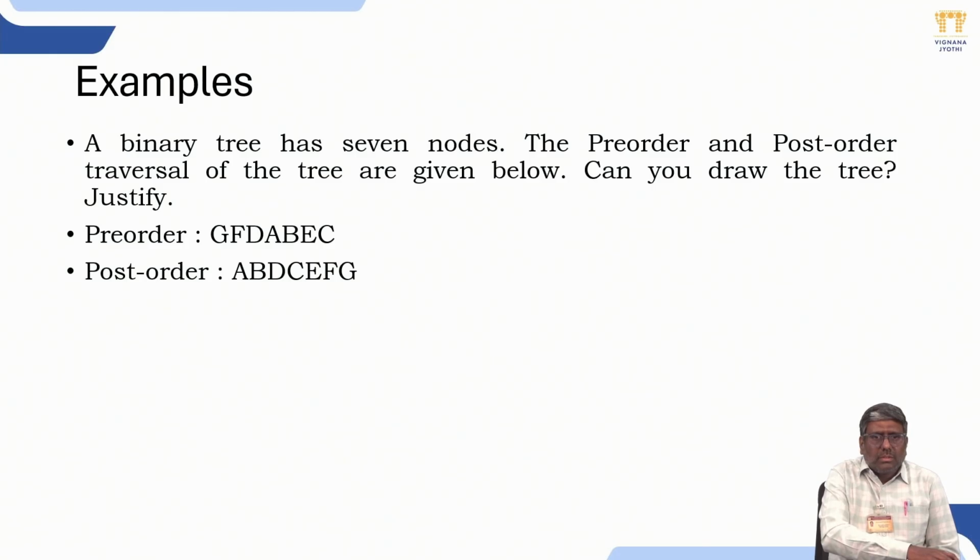So in this case, where the pre-order and post-order is given, we may get more than one tree. So there is an ambiguity. So which one is the correct tree?